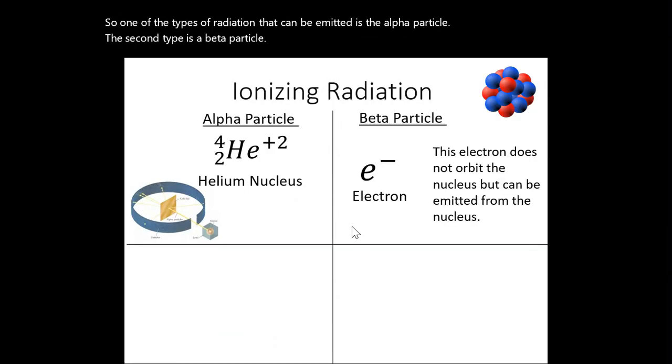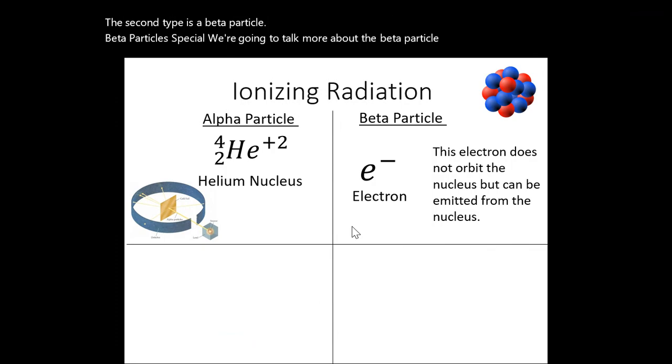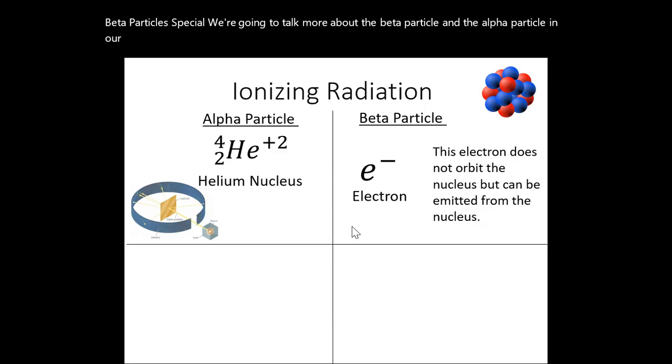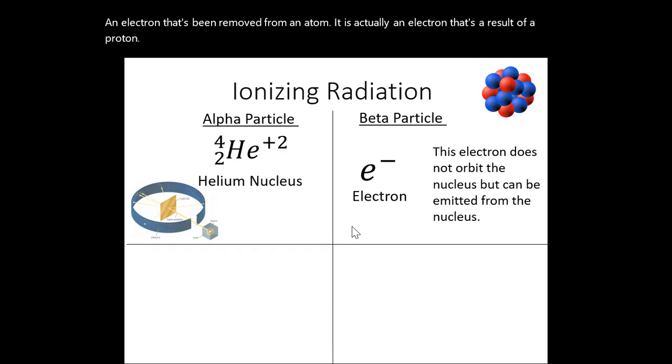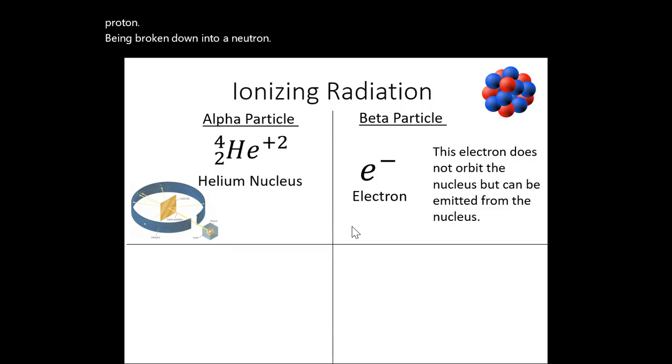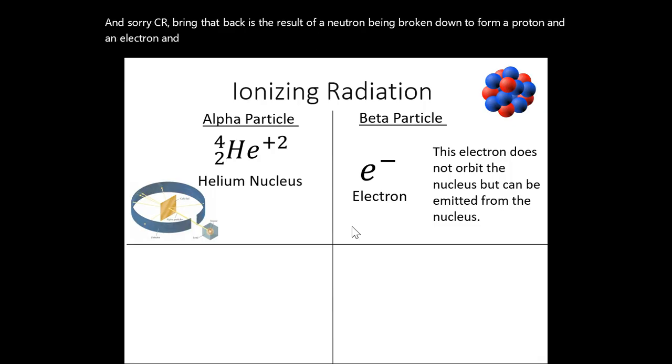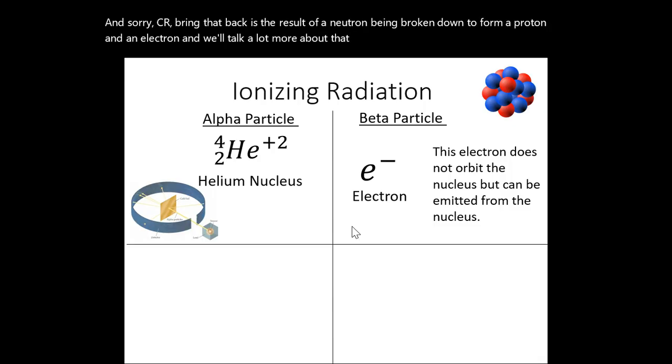Beta particle is special. We're going to talk more about the beta particle and the alpha particle in our next lesson. But the beta particle looks like an electron, but it is not an electron that's been removed from an atom. It is actually the result of a neutron being broken down to form a proton and an electron. We'll talk a lot more about that tomorrow, but beta particle looks a lot like an electron.